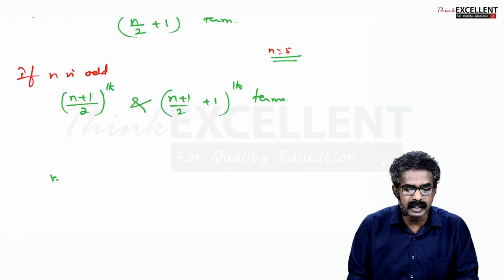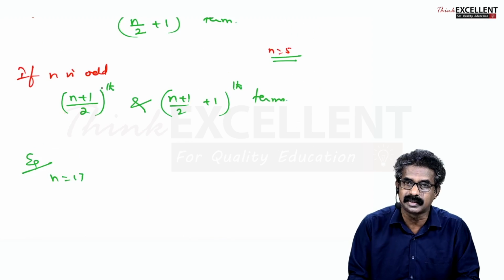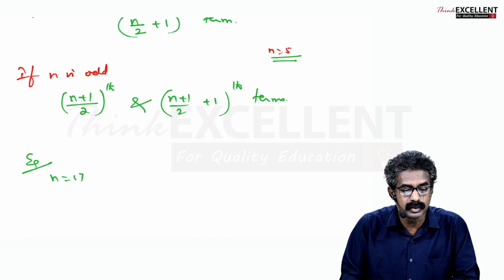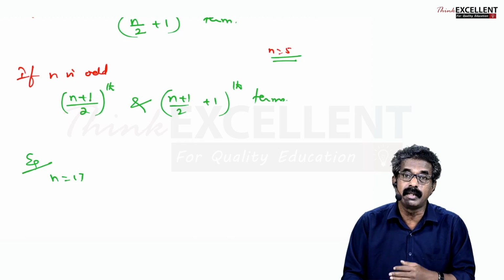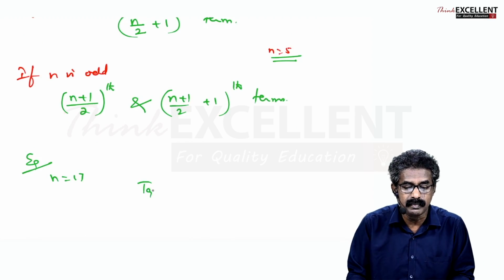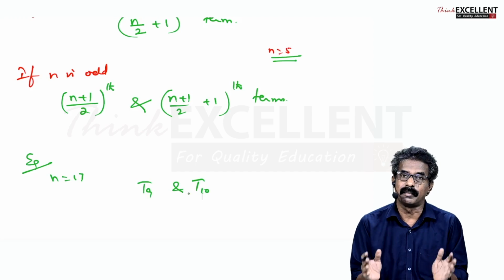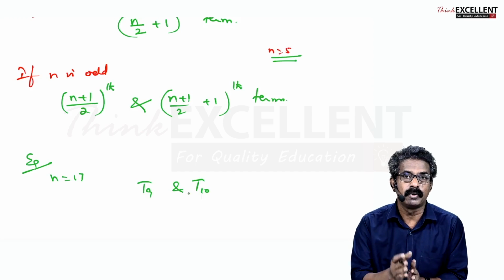So suppose n is equal to 17. 17 is an odd number, yes. N is 17. Substitute: 17 plus 1, 18. 18 by 2, 9th. So the 9th term and 9 plus 1, the 10th term. T9 and T10 are the middle terms. How can you find the 9th term? Put r equal to 8.